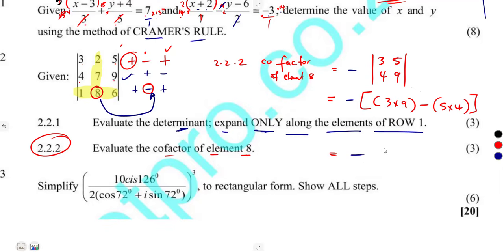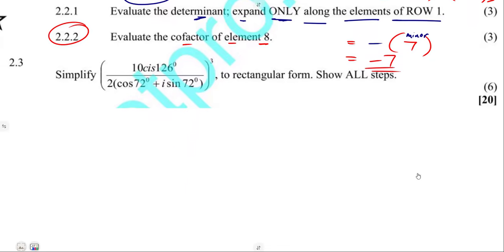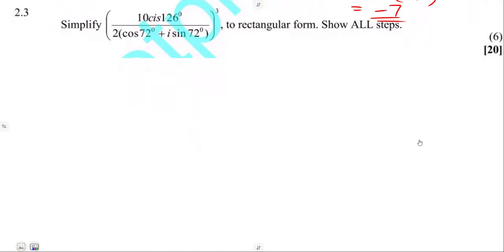So that's negative of this value that you're going to obtain, which is 7. So that's negative times 7, which is negative 7. So actually 7 is the minor of that element 8 multiplied by the sign. It gives us the cofactor, assigned minor.